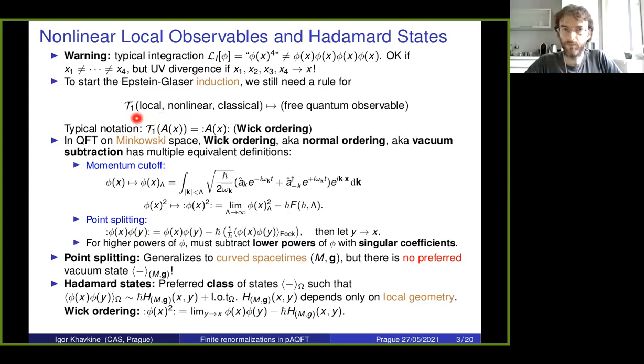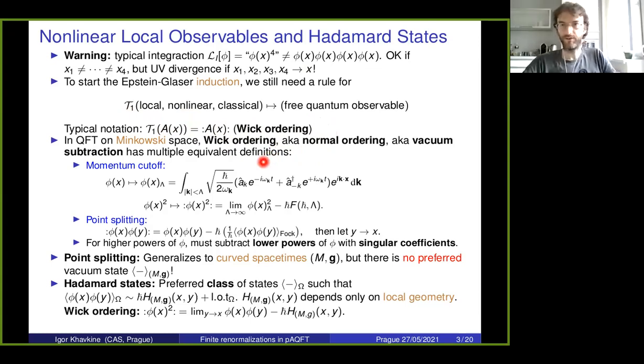Once you think about it, the way that makes more sense is to think of T1 as a map from local, possibly nonlinear classical expressions in your field to something that lives in the quantum algebra of the free quantum field. This may be an unfamiliar notation for time-ordered products of a single argument, but in the literature it's more often called something like Wick ordering, or Wick powers. So these notions are equivalent. What we need to do now to start the Epstein-Glaser induction is to define this Wick ordering of local classical observables.